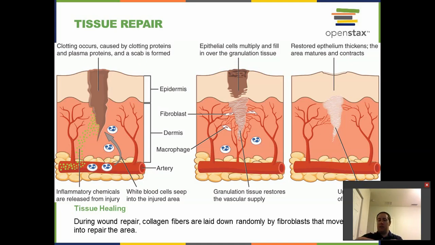If you cut yourself to the point that you start bleeding, the first thing that's going to happen is you're going to get a blood clot. If you get just a little paper cut and you don't bleed, that means that you've only cut into the epidermis. Remember, there are no blood vessels in the epidermis. And so you have just a tiny little bit of wiggle room to cut yourself where you don't actually bleed.